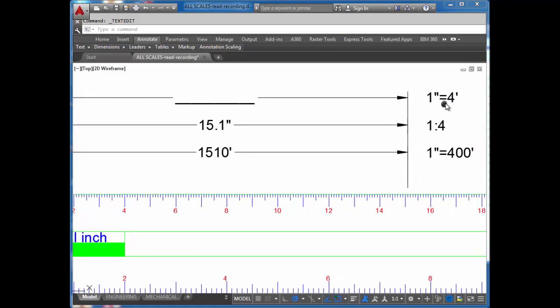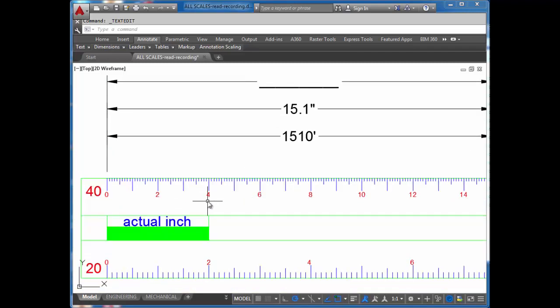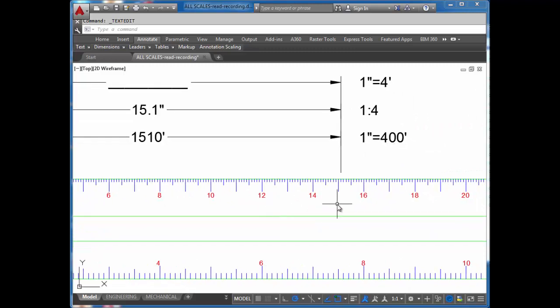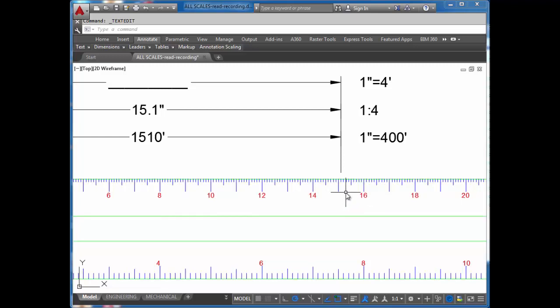In the next example, we have 1 inch is equal to 4 feet. So this is now 4 feet, 5 feet, 6 feet. That means this must be 15 feet. And if this is 16 feet, these must be tenths of a foot. So this would be 15.1 feet.